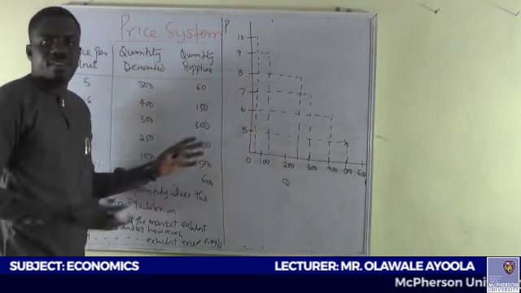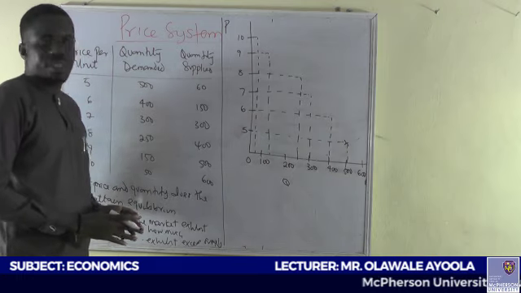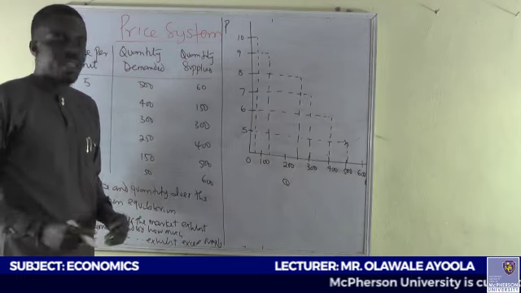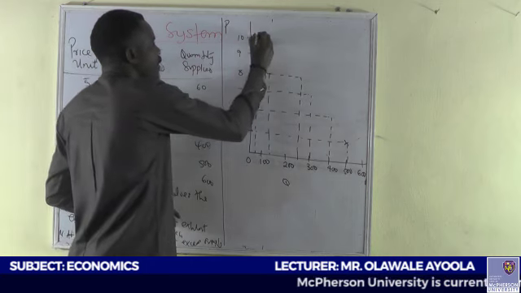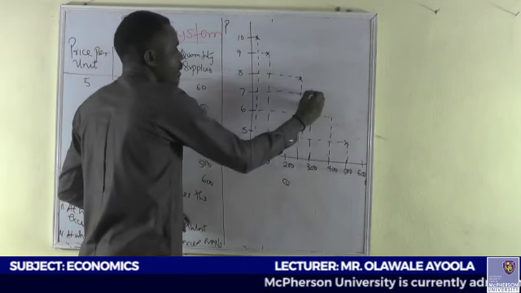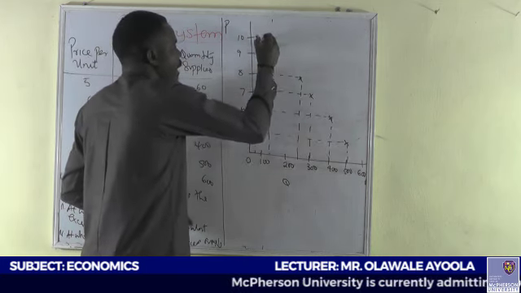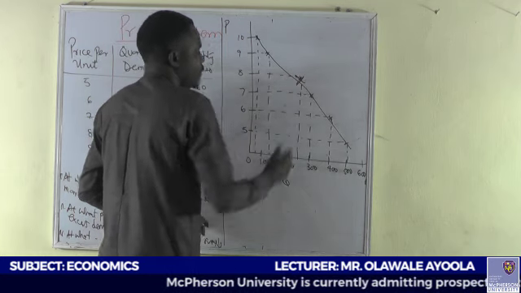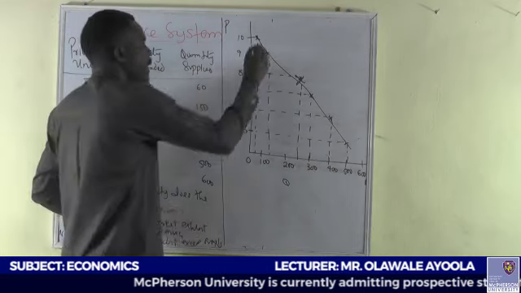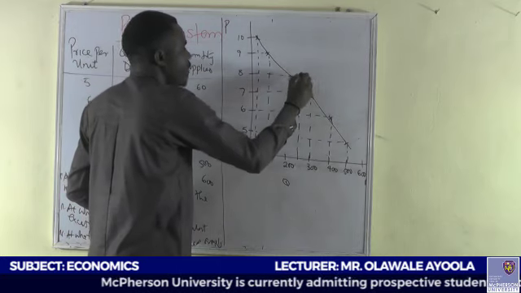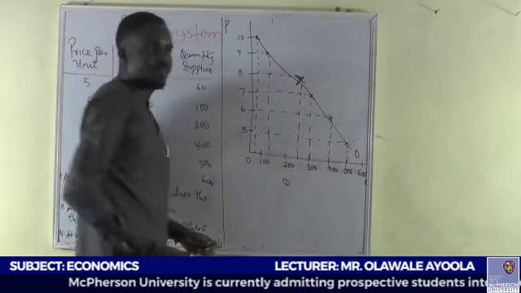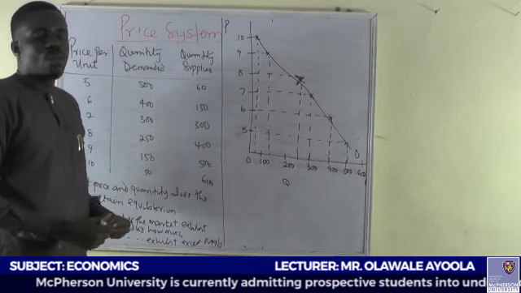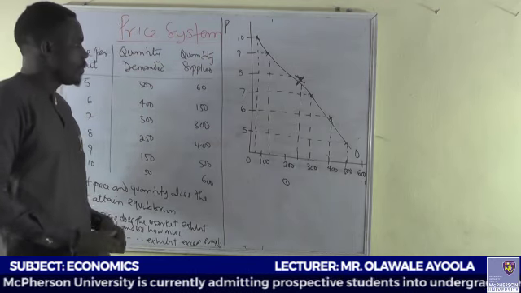So, this is similar to the graph we obtained earlier using the law of demand and supply. By joining the cardinal points, we have a demand curve. Invariably, we look at the supply curve.